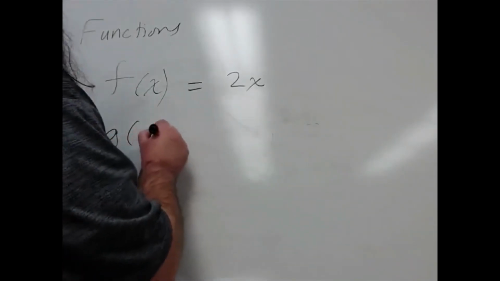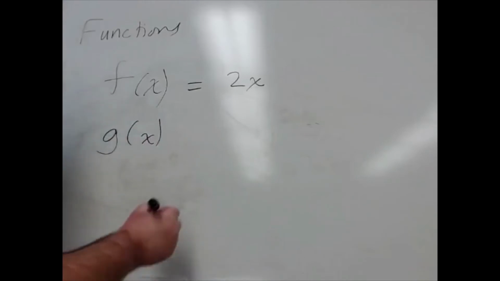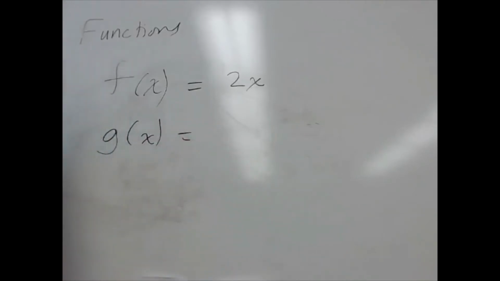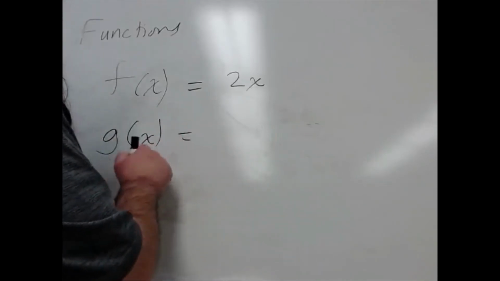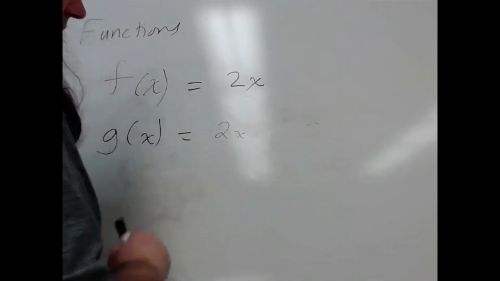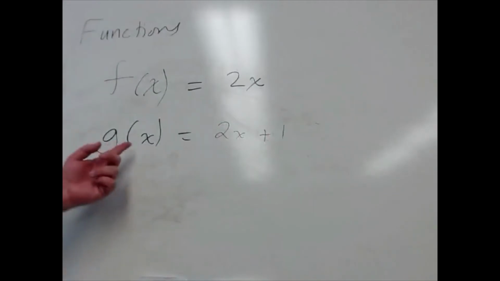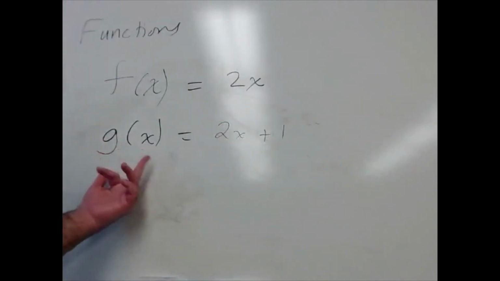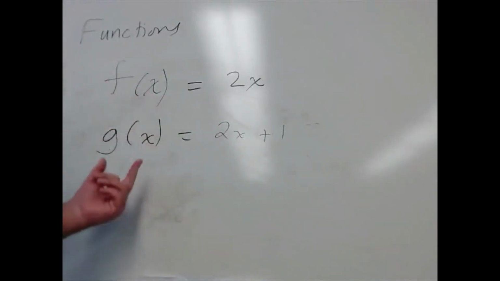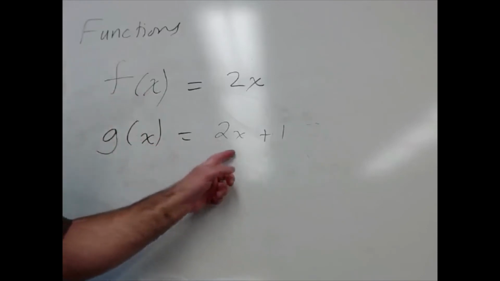Function g also depended on x values. And what function g did is it took the x values, doubled them, and then added 1. So I could say that g of x, this is how this is read, g of x and f of x. So g of x is equal to 2x plus 1.